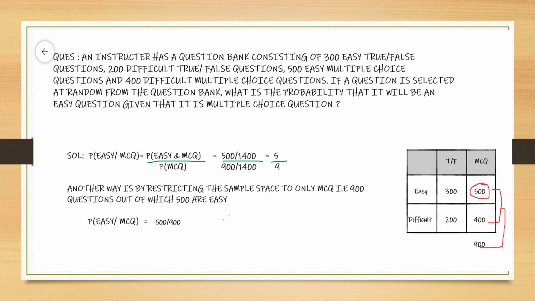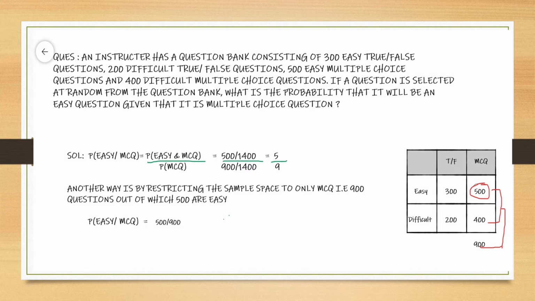So first of all, we need to understand that there are 2 events, right? What are the 2 events? One is that it will be an easy question, given that it is a multiple choice question. There is also one event, getting a multiple choice question, which has already occurred, right? So whatever is given here, we will put it in the form of a table. The table is this: T is for true-false, this is MCQ, this is easy, this is difficult. In that way, it helps me arrange all the data given in the question in an organized manner, right?